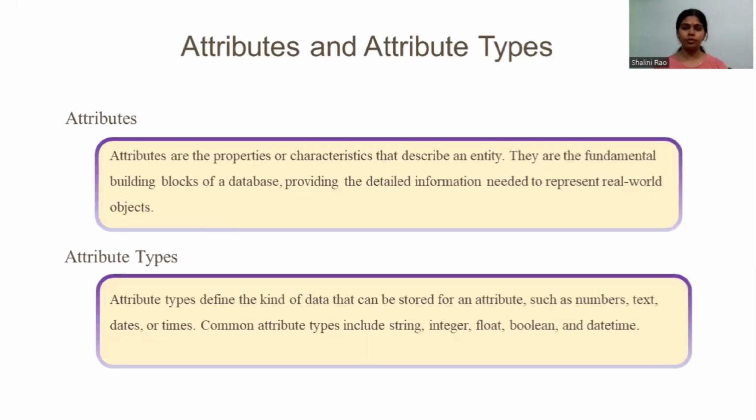Attributes and attribute types. Attributes. Attributes are the properties or characteristics that describe an entity. They are the fundamental building blocks of a database, providing the detailed information needed to represent real-world objects. Attribute types. Attribute types define the kind of data that can be stored for an attribute, such as numbers, text, dates, or times. Common attribute types include string, integer, float, boolean, and date type.